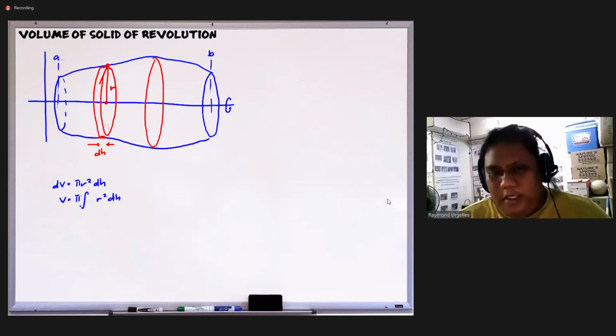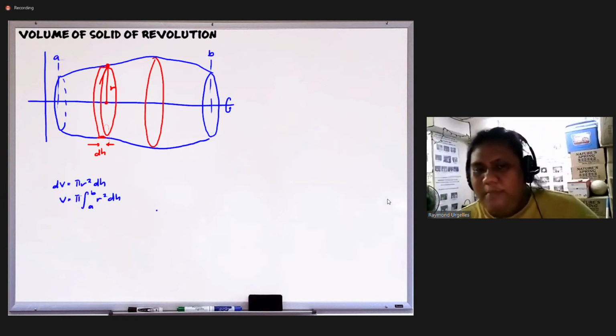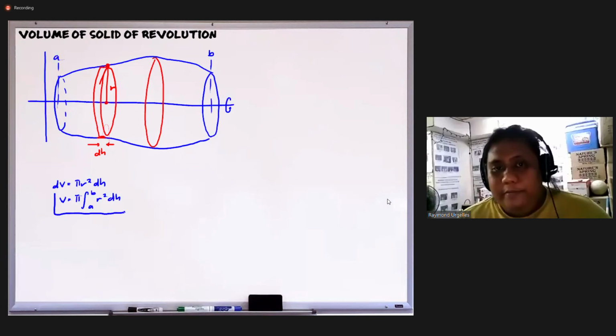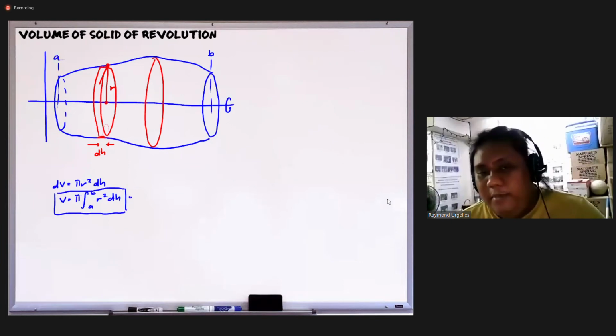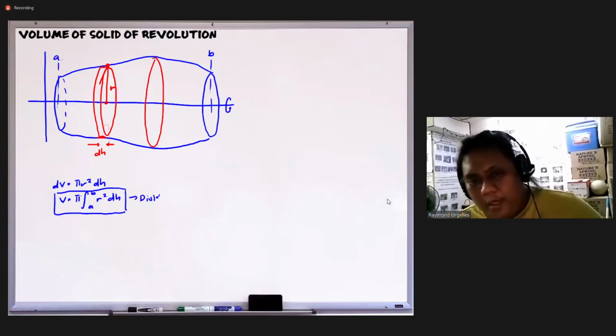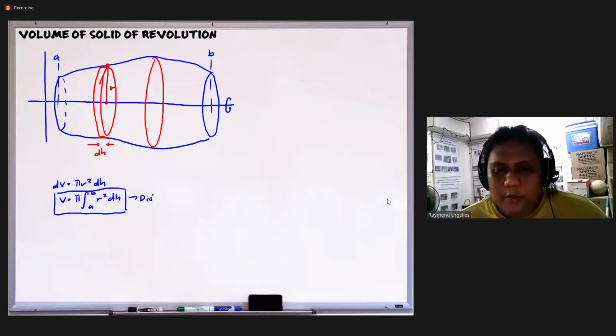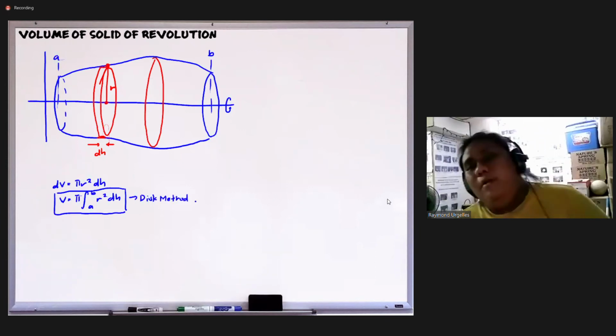Okay? So again, it can be in the x or y axis. So kaya depende pa yan sa problem natin. Okay? So again, ito yung tinatawag natin na disk method. So that is the disk method. Okay? So another way, diba?